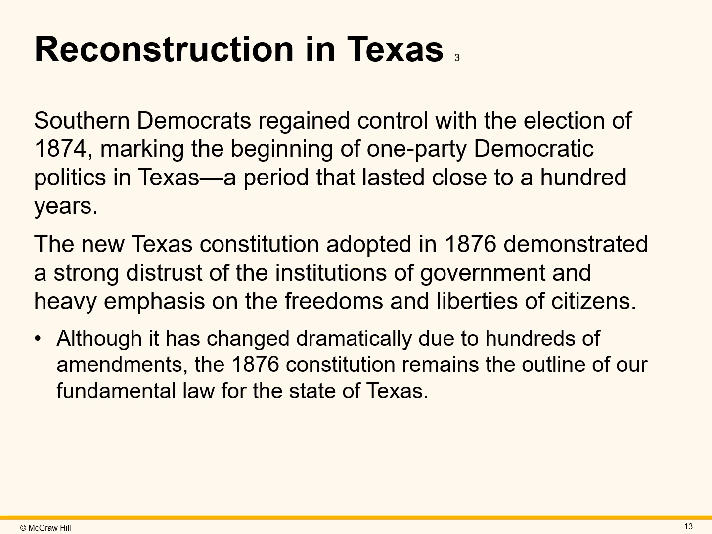Reconstruction in Texas. Southern Democrats regained control with the election of 1874, marking the beginning of one-party Democratic politics in Texas, a period that lasted close to 100 years. The new Texas Constitution, adopted in 1876, demonstrated a strong distrust for the institution of government and heavy emphasis on freedoms and liberties of citizens. Although it has changed dramatically due to hundreds of amendments, the 1876 Constitution remains the outline of our fundamental law for the state of Texas.